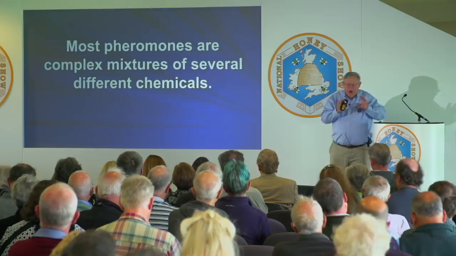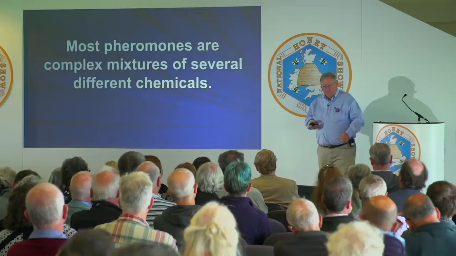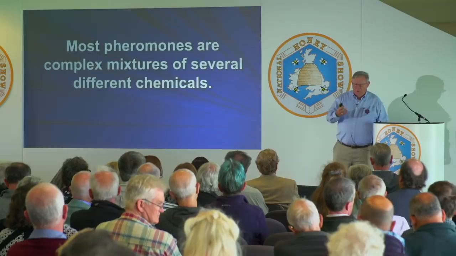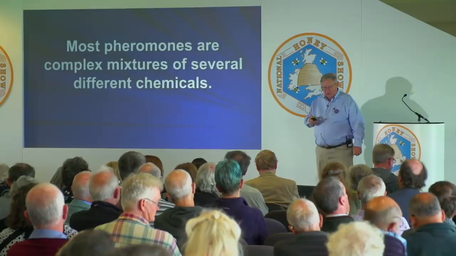Most pheromones are complex mixtures of several different chemicals. Over 50 different chemicals have been identified within the honeybee colony, being produced by brood, by drones, by the queen or the workers. Back when I took my first beekeeping class, my major professor said drones do not produce pheromones. But it's since been shown that they do. They produce a pheromone that's involved in drone congregation areas during mating behavior. So all of the castes and all of the stages of brood are effective in producing pheromones.